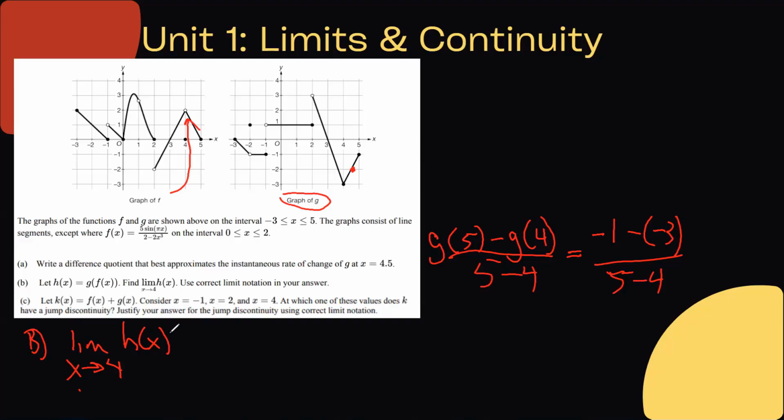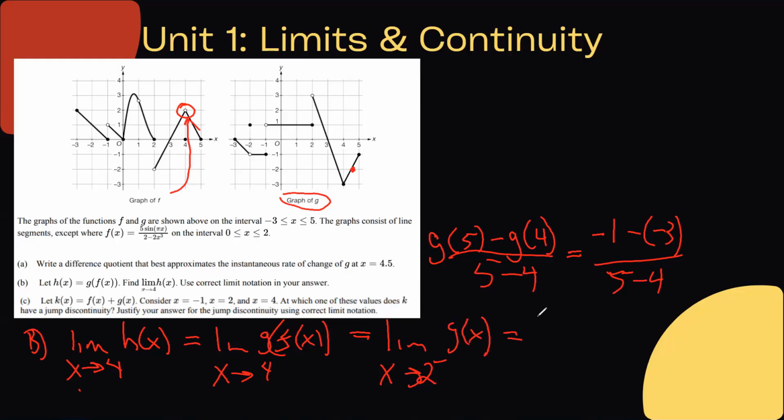If you look at the graph of f, as x approaches 4, the graph of f approaches 2, but it approaches 2 from below 2. So this is going to be equal to the limit as x approaches 4 of g of f of x. And this is going to be equal to the limit as x approaches 2 from the left only of g of x. Again, because as x approaches 4, f of x is approaching 2, but it's only approaching 2 from below 2, from the left of 2, so to speak.